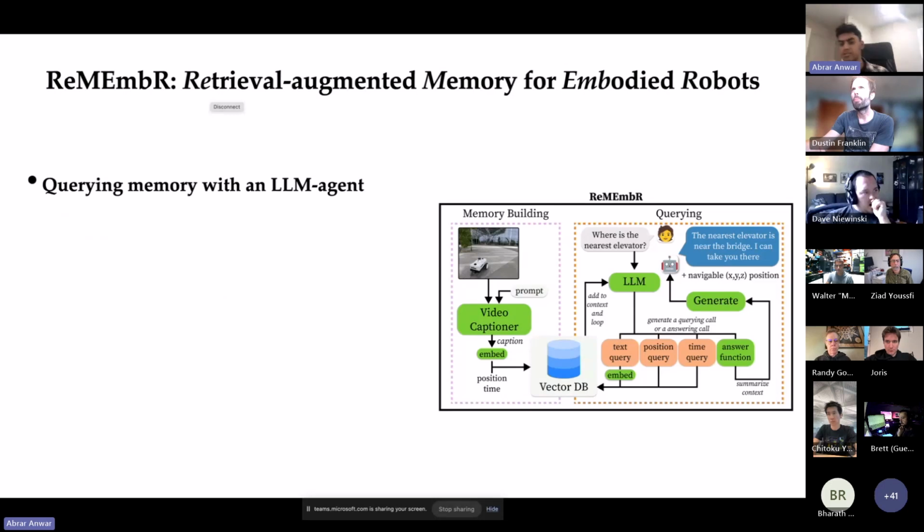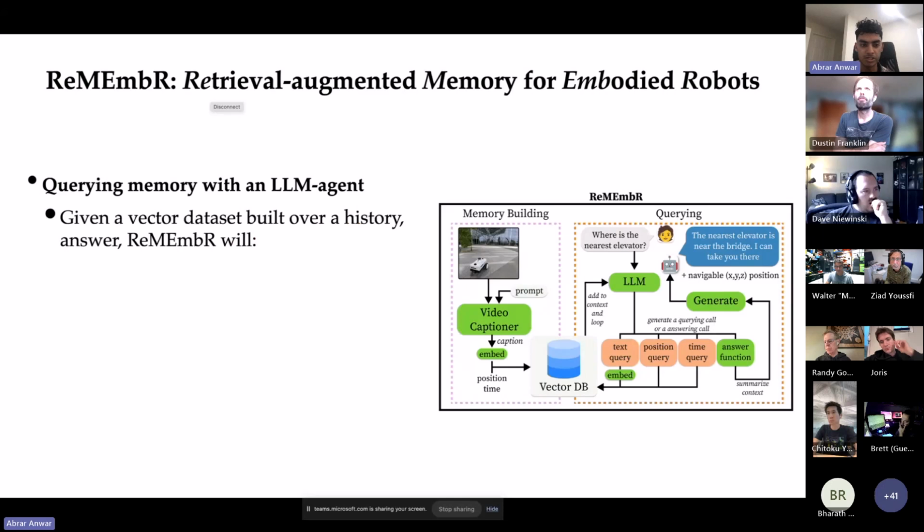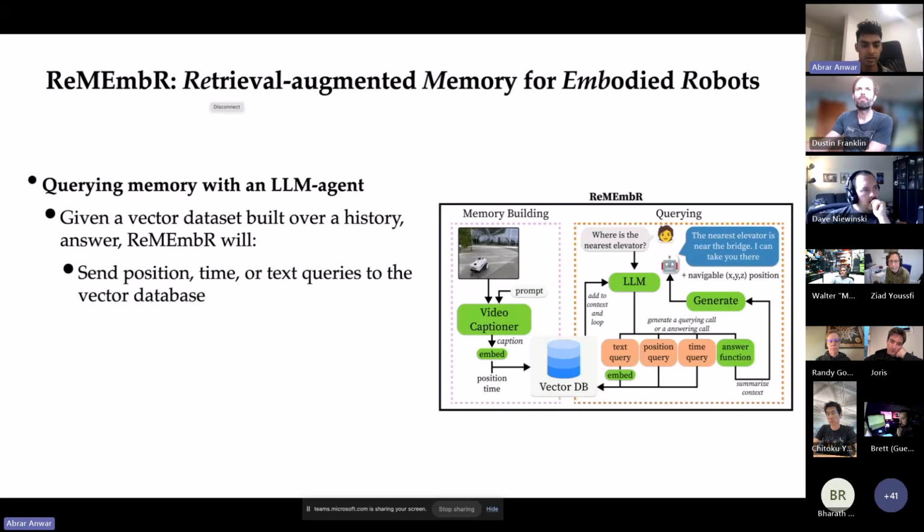Yeah, so the second stage that we have is actually using this vector database to query given a question. Given this vector database and a question, like if someone is asking where's the nearest elevator, we'll have the LLM generate either a text query, position query, or time query. These three things are essentially function calls. There's a Python function for querying the vector database given a text input or a position input or a time input.